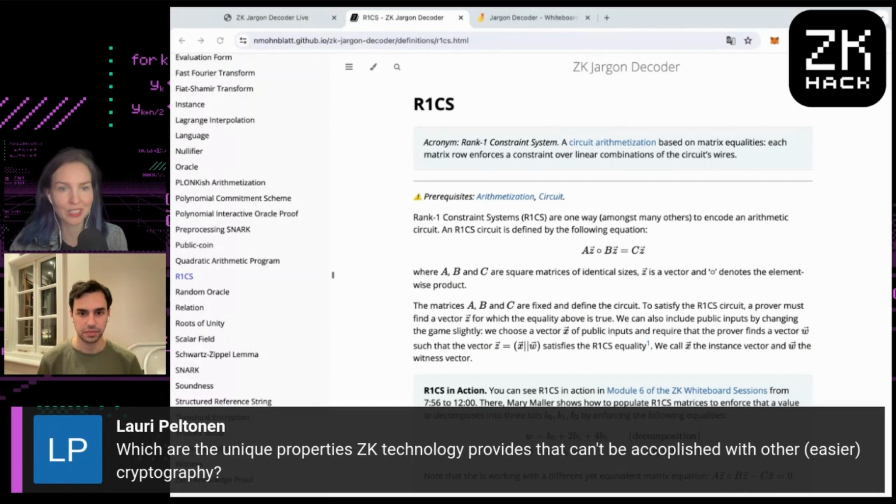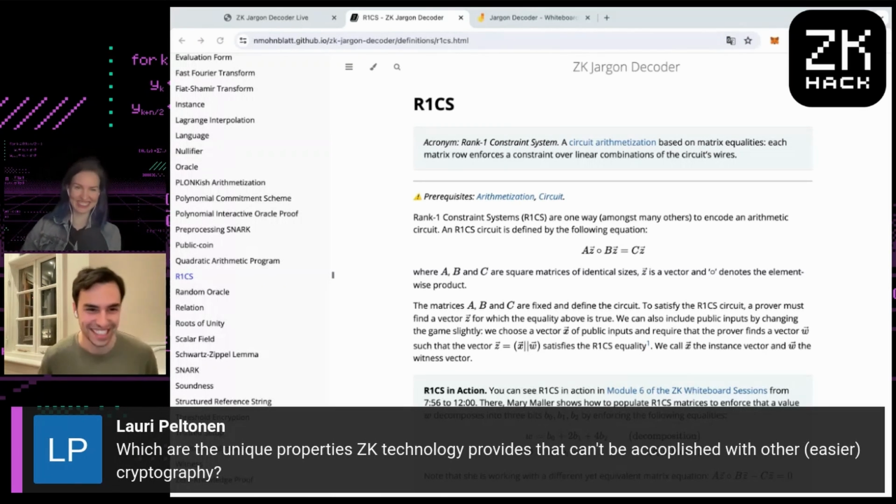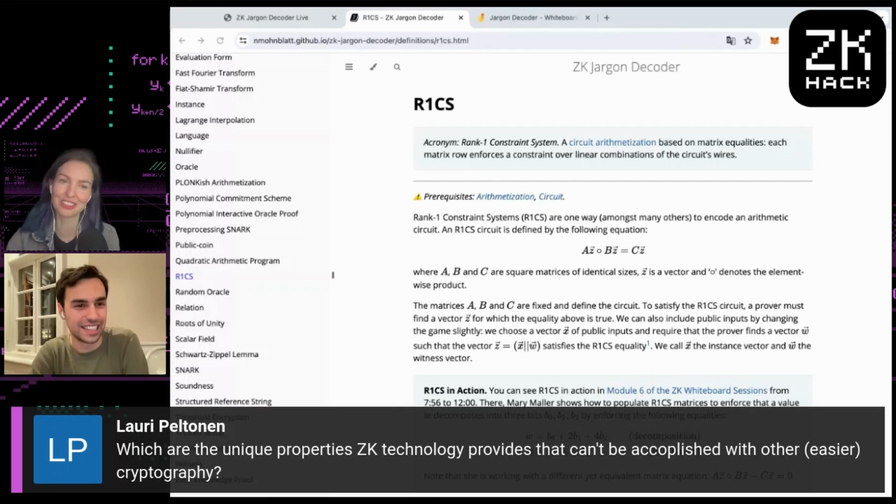But I think this one is quite general. From Lori, which are the unique properties of ZK technology? Which unique properties are provided that can't be accomplished by other, easier cryptography? Kind of, why ZK here? And are we using ZK in the strict ZK sense, or what Tarun likes to call the royal ZK? Let's use the strict one.